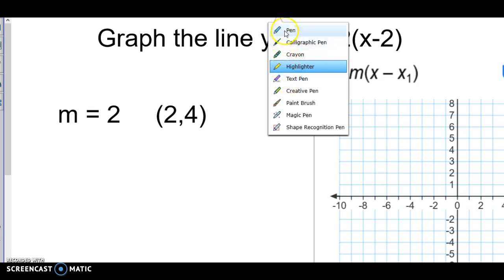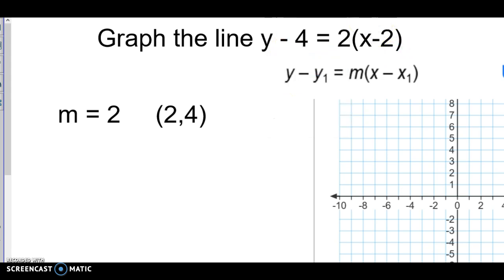So let's get a little pen here. I'm going to use red. The point (2, 4) is here, and I'm going to put a point. Now I have to apply this slope of 2, meaning 2 over 1, right? So that means I've got to go up 2 and over 1, and put a point. Up 2 and over 1, okay?